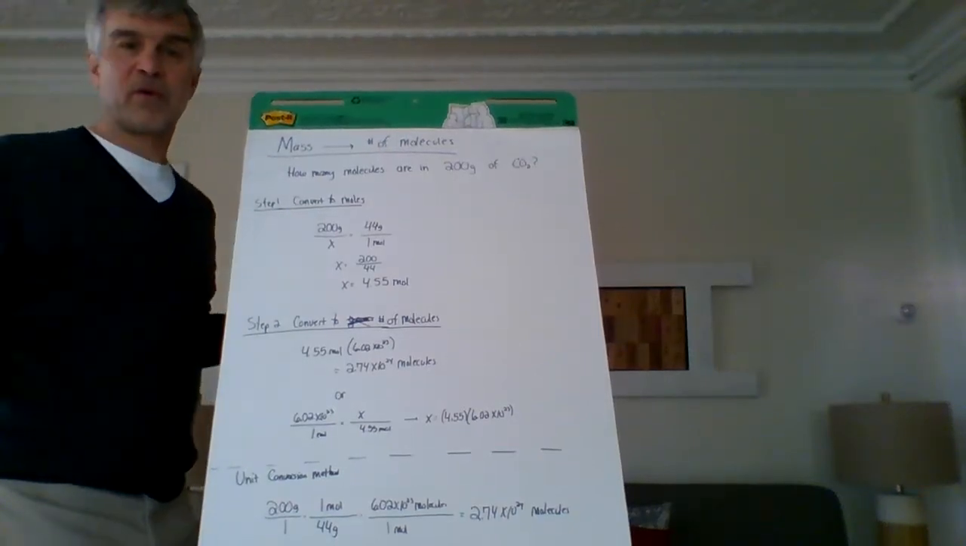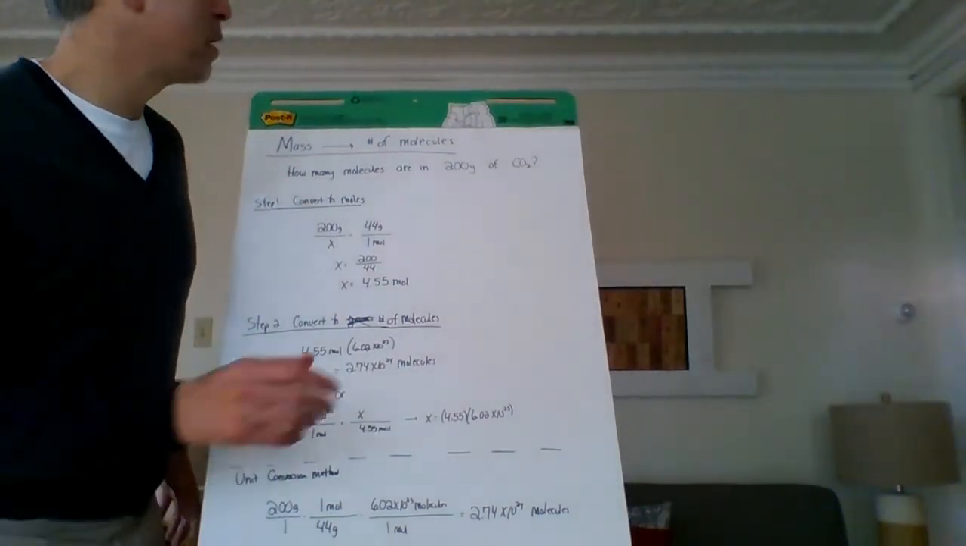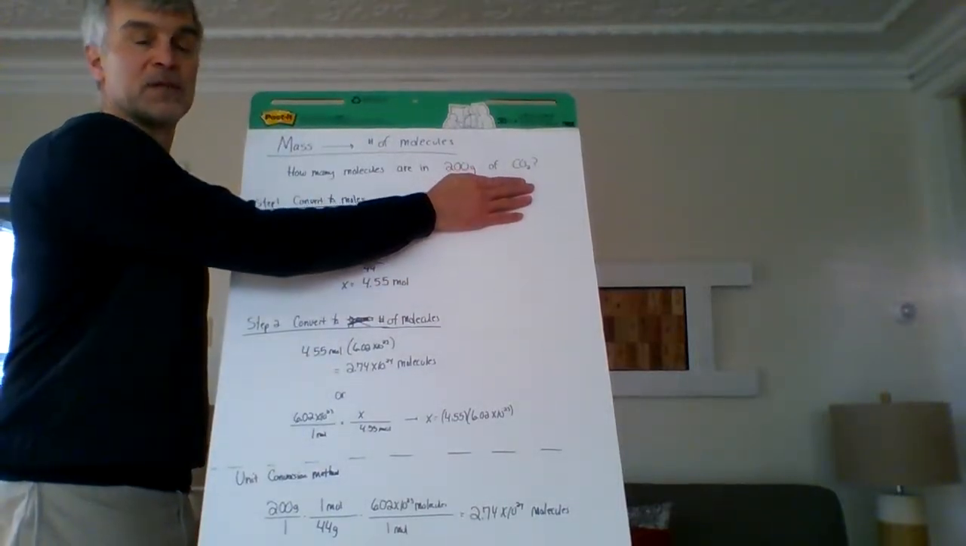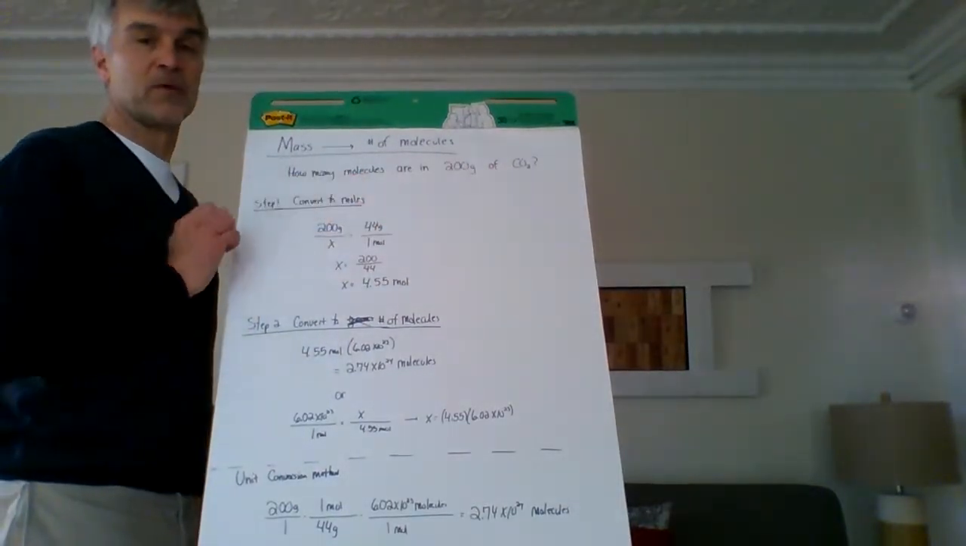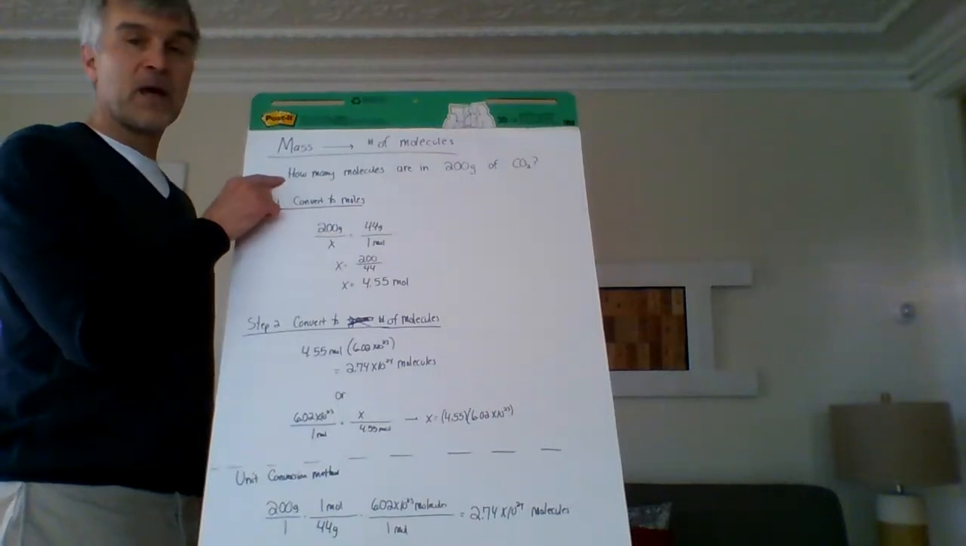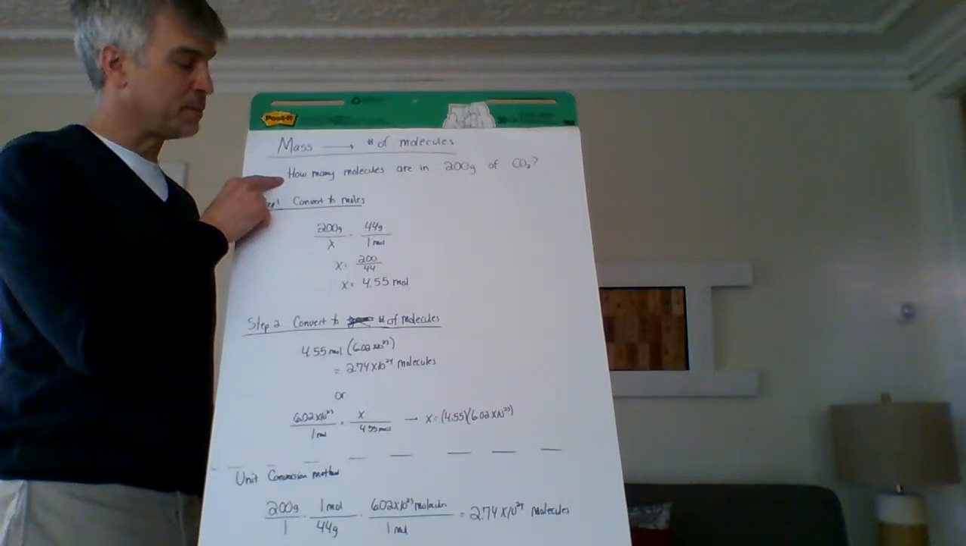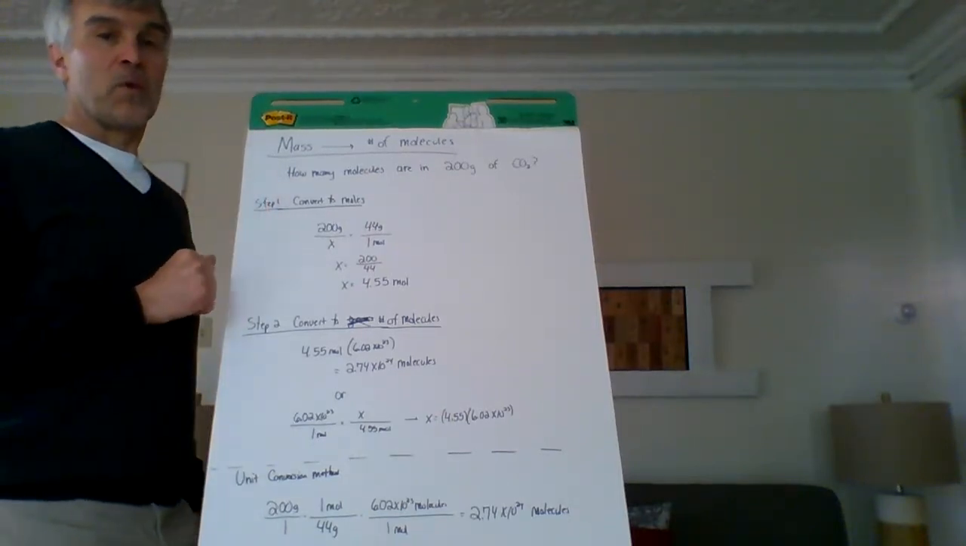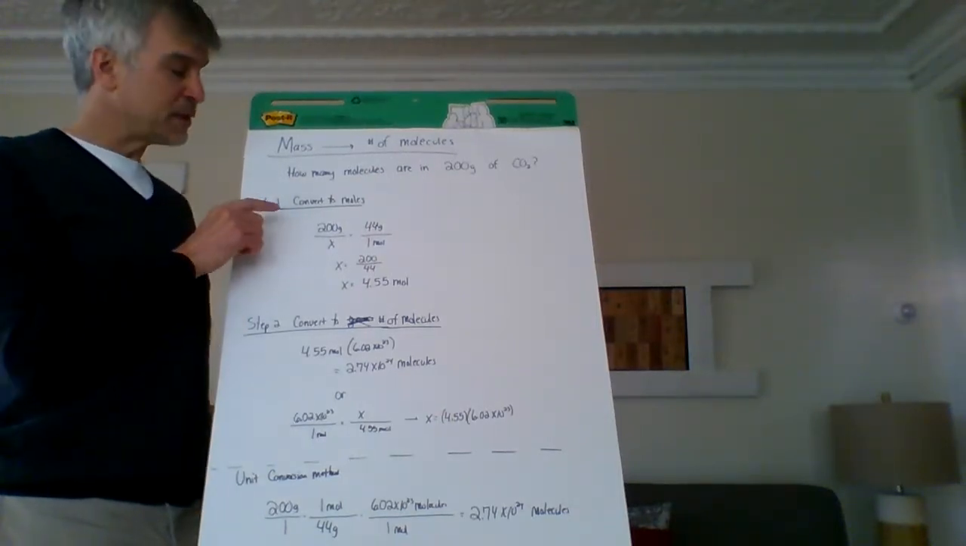Okay, this time we're given a problem where we're given the mass of a substance and we want to convert to the number of molecules. So here's the problem. How many molecules are in 200 grams of carbon dioxide? So we already know how to convert to moles, so that's going to be our first step.